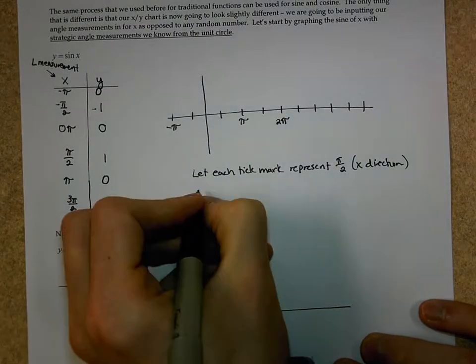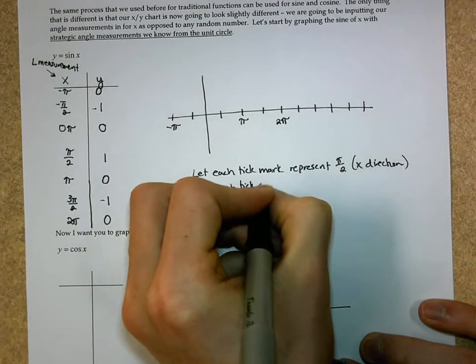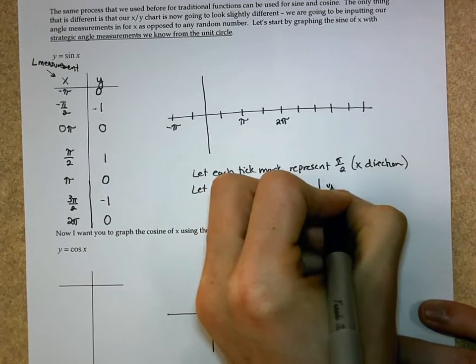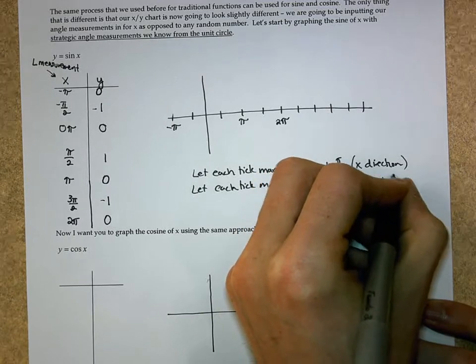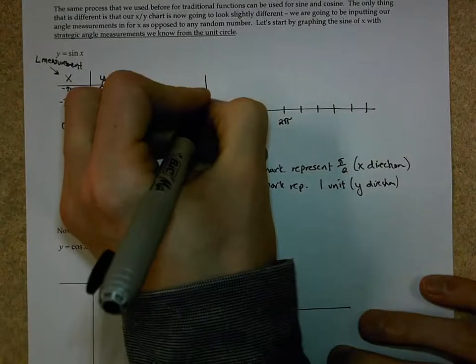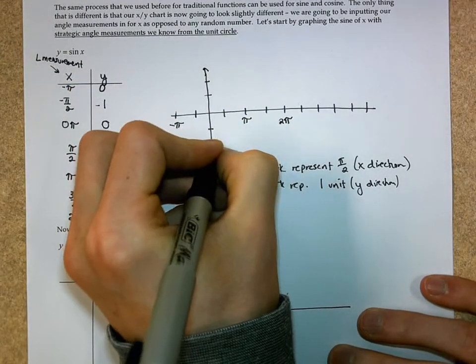For the y direction, let each tick mark represent 1 unit. So we're going to have the same scale we normally have. So this will be 1, this will be 2, -1, -2.